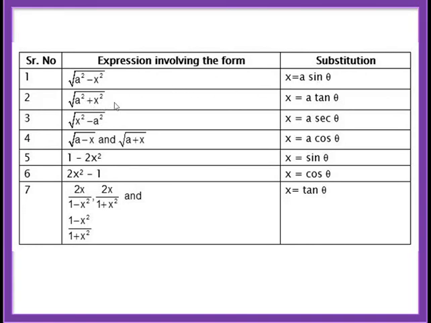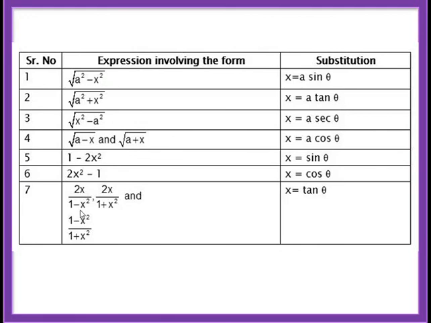Root a square plus x square, we go for x equal to a tan theta, because 1 plus tan square is sec square. In case of root x square minus a square, we go for x equal to a sec theta. Why? Because sec square minus 1 is nothing but tan square. Now for these two, we go for a cos theta. If it is 1 minus 2x square, we go for x equal to sin theta, because 1 minus 2 sin square theta is nothing but cos 2 theta. In this case, we go for cos theta, because 2 cos square theta minus 1 is nothing but cos 2 theta.